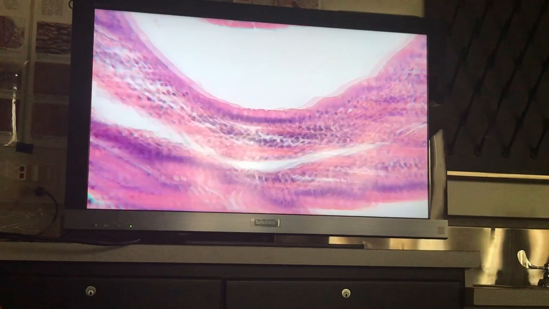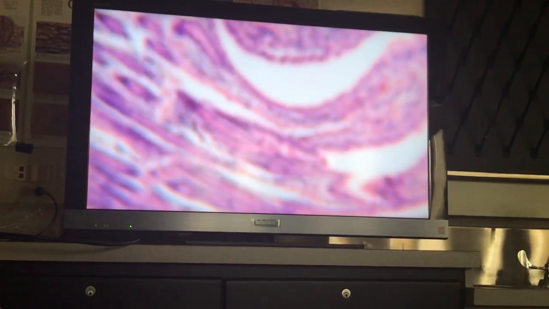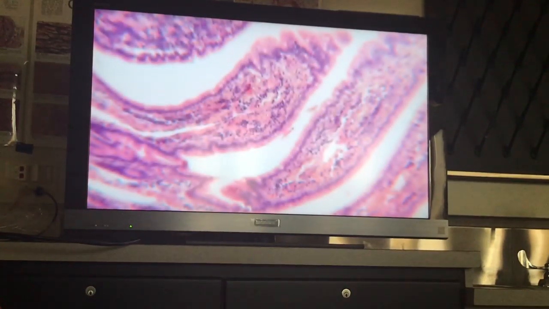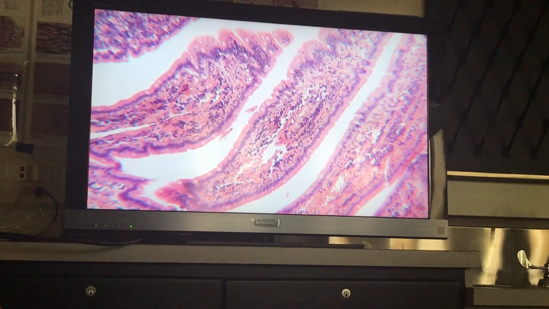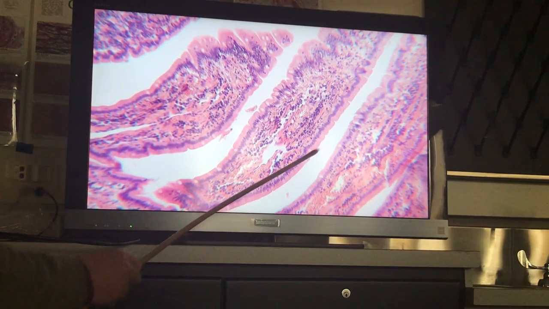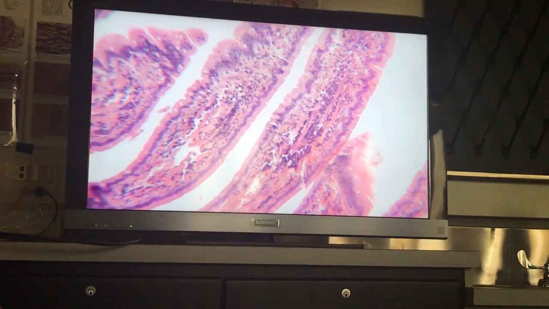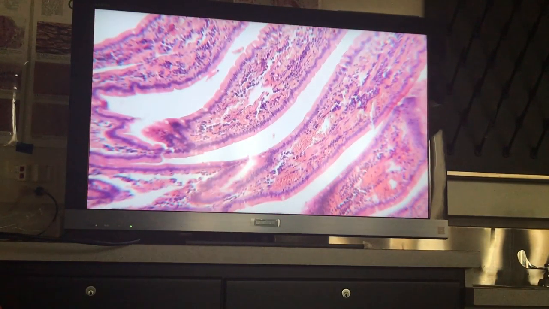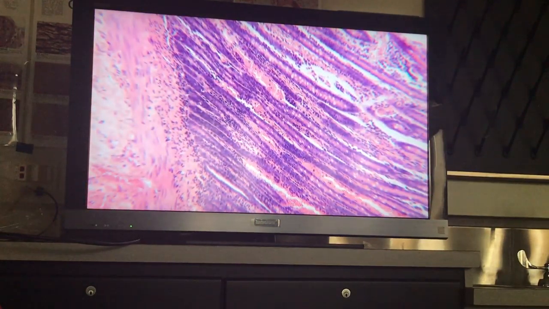I'm going to go down in magnification. Here's your villi. Pretty much the same organization. A lot of enterocytes, some mucous goblet cells, pretty much the lamina propria of the villi are similar. Right? Lots of circular capillaries and lymphatics. They also have crypts that come down.